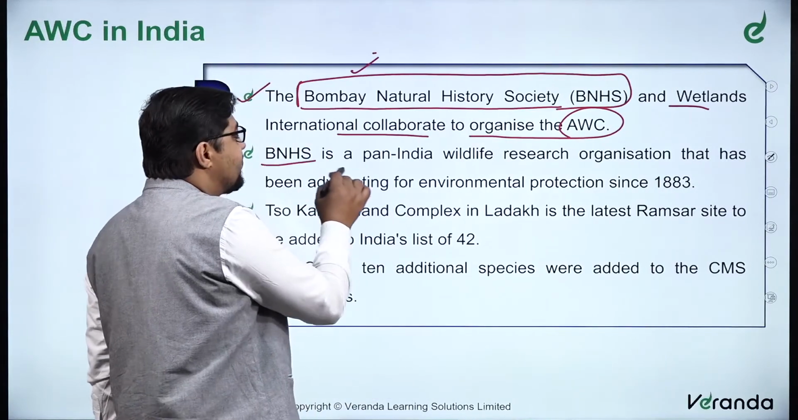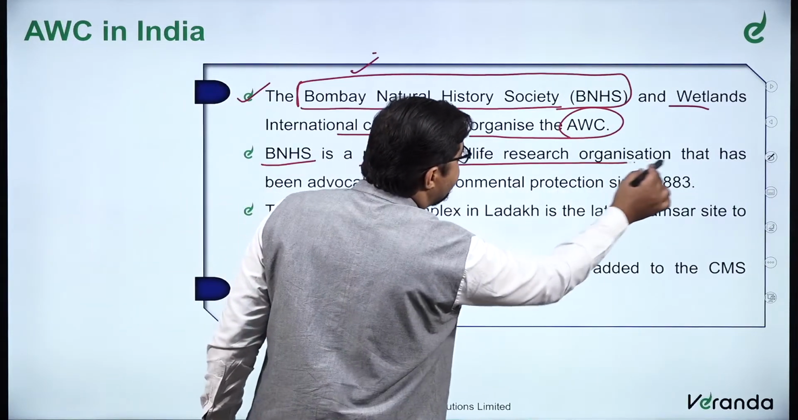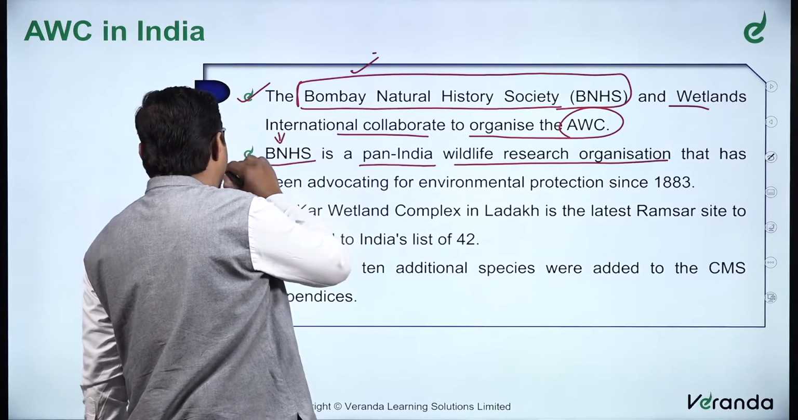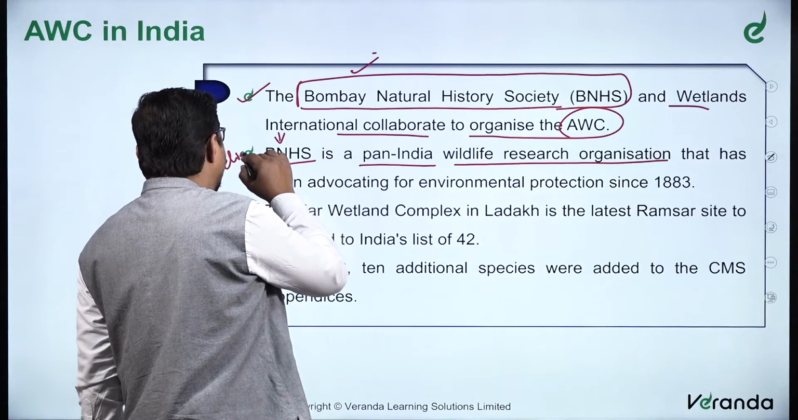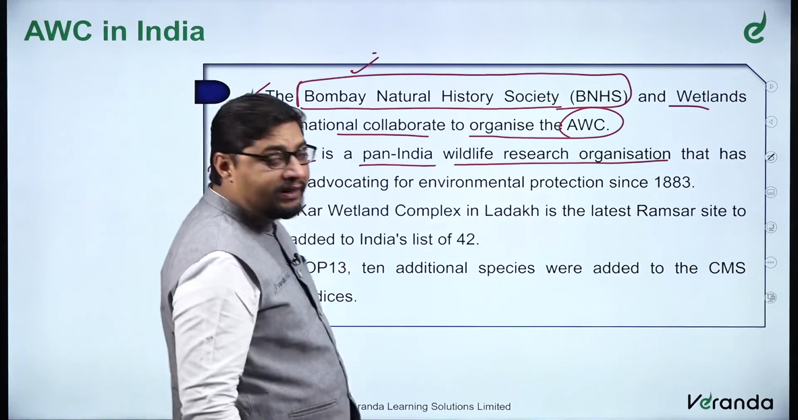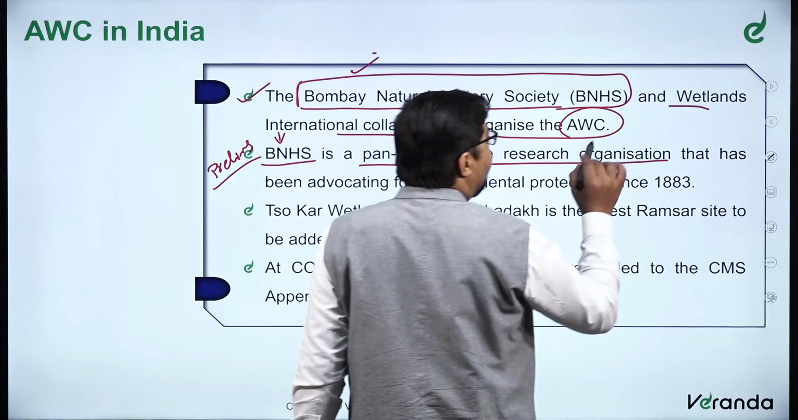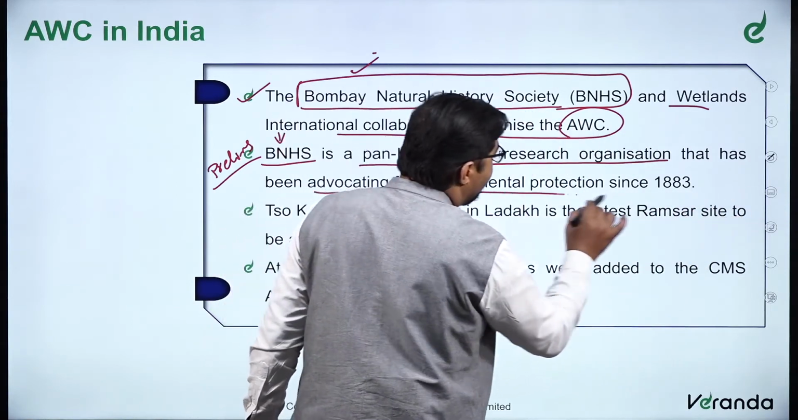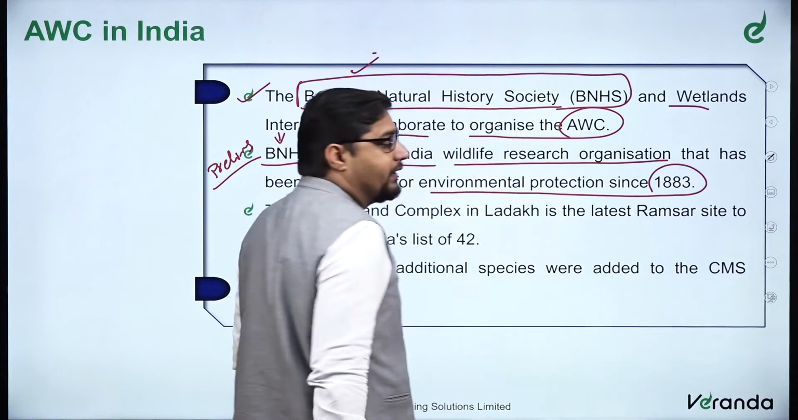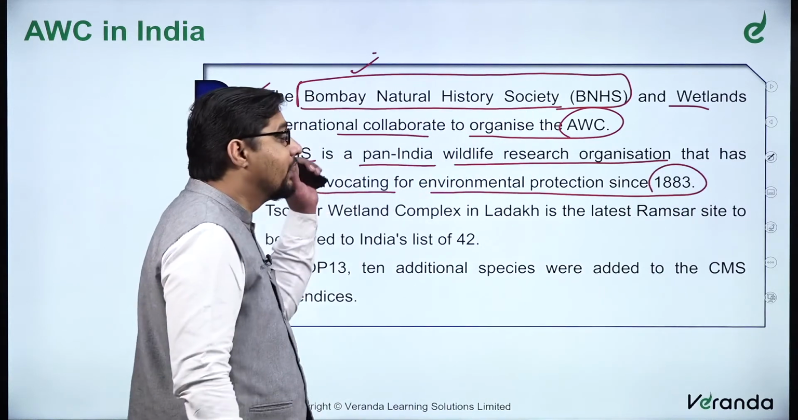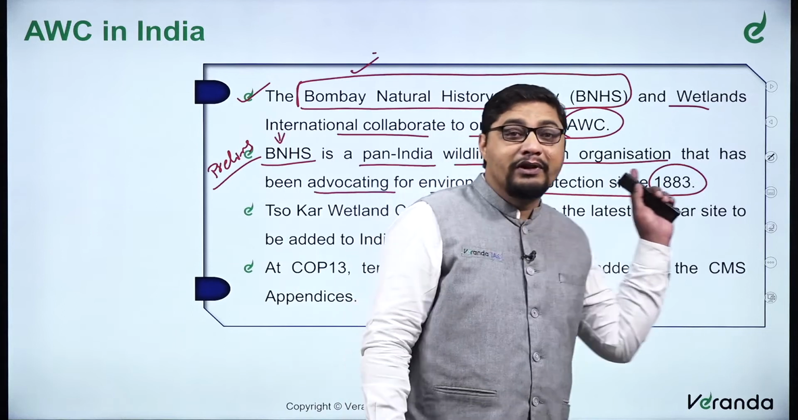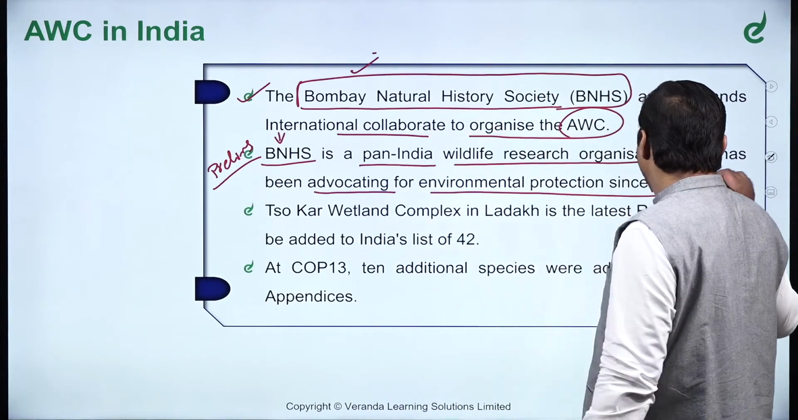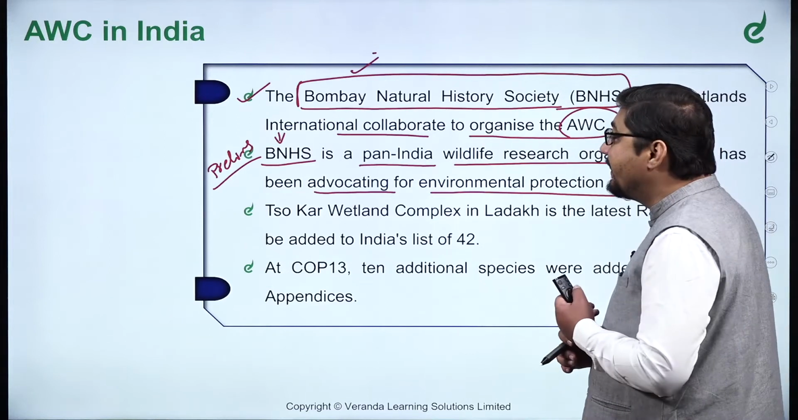Now BNHS is a pan-India wildlife research organization. Okay, this is an important point for the prelims. You will also have this information in the India Yearbook. It is a pan-India wildlife research organization that has been advocating for environmental protection since 1883. So it's a very old organization which is working on protecting the environment. Again, see the year 1883. Since then it has been working.